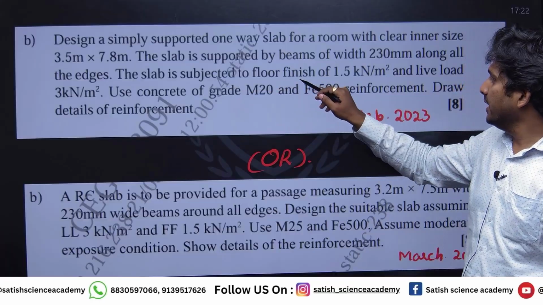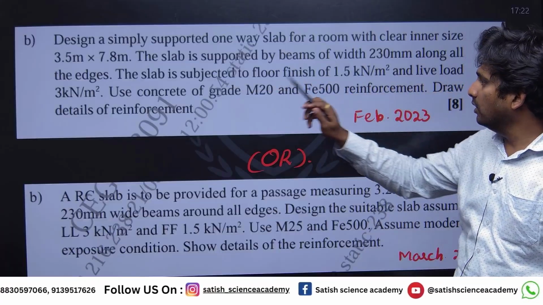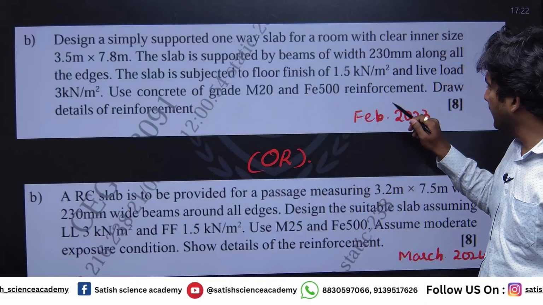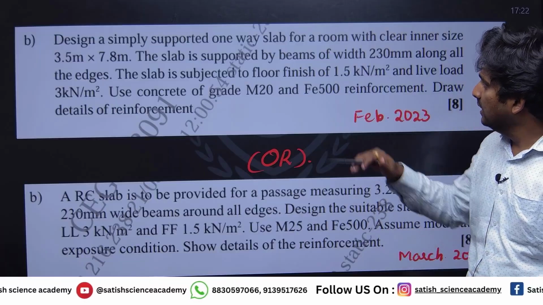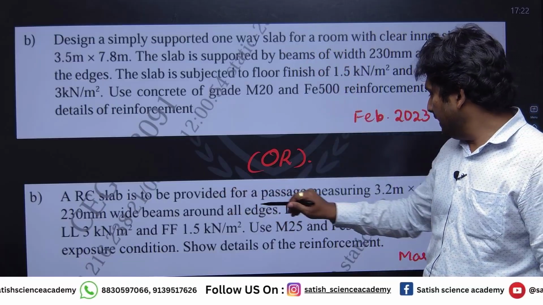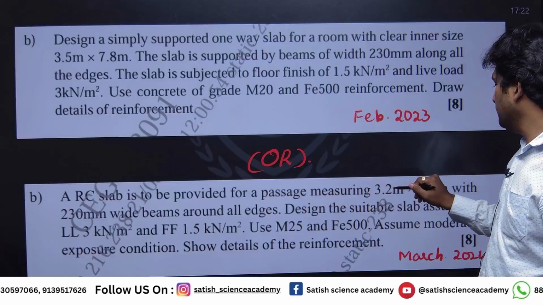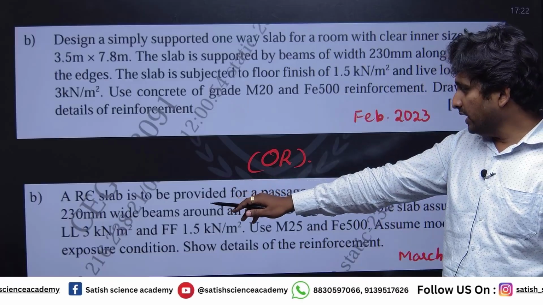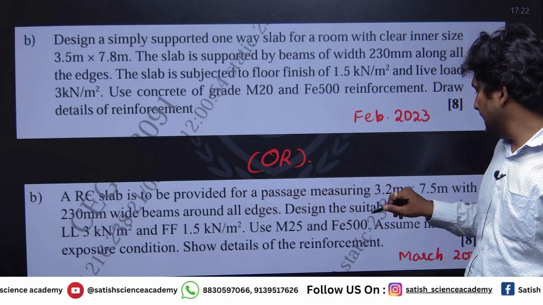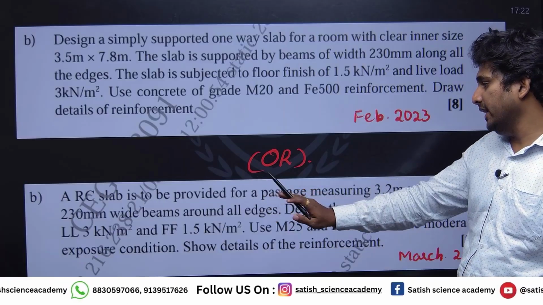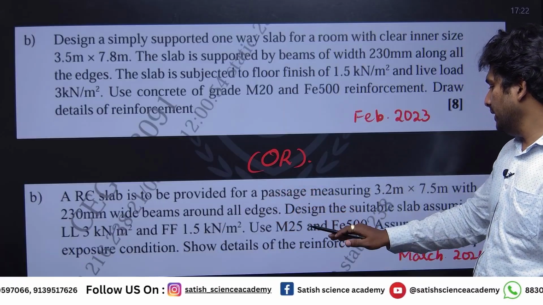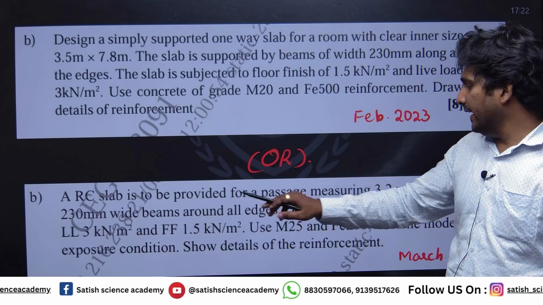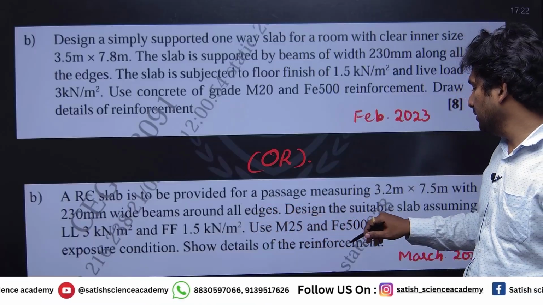The slab is subjected to floor finish दिया है, live load दिया है, use concrete grade of M20 and Fe 500 reinforcement. Draw the reinforcement details. Similarly, same type of numerical for a passage measuring 3.2 meters by 7.5 meters with 230 mm wide beams around all the edges. Design the suitable slab using live load 3 kilonewton per meter square, floor finish, M25 and 500 grade. Assume moderate exposure condition. Show details of the reinforcement.